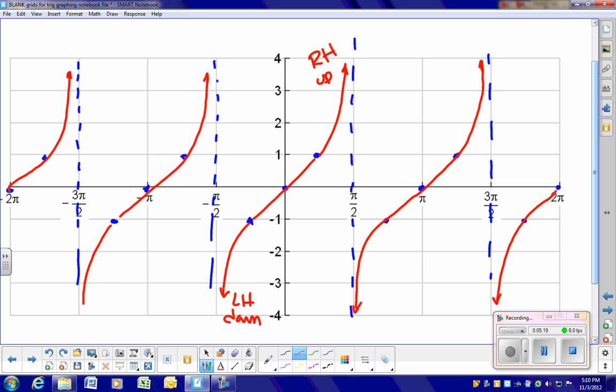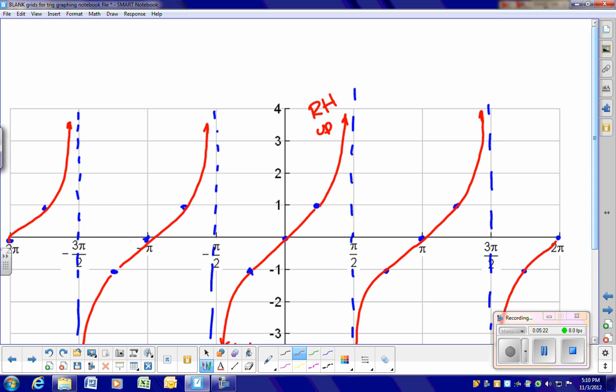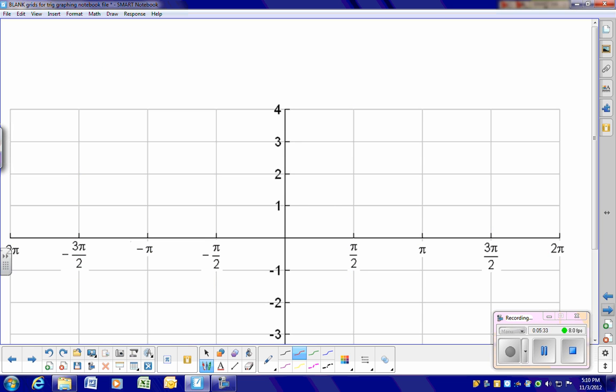This is our graph of tangent. Oh, I hope you're on the right page. I didn't remember to say that. So this should be on your y equals tangent of x page. And then I would like you to flip to a different page in your yellow packet, the one that says y equals cotangent of x.